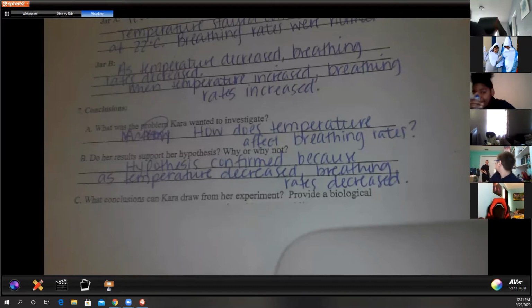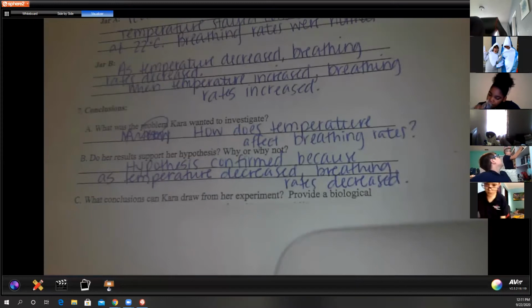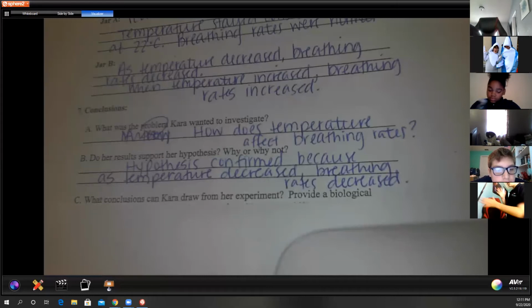What is before temperature on the bottom line? Hypothesis confirmed because as temperature decreased, breathing rates decreased. Or you mean jar B? Yeah. So where it says jar B, it says as temperature decreased, breathing rates decreased. When temperature increased, breathing rates increased.